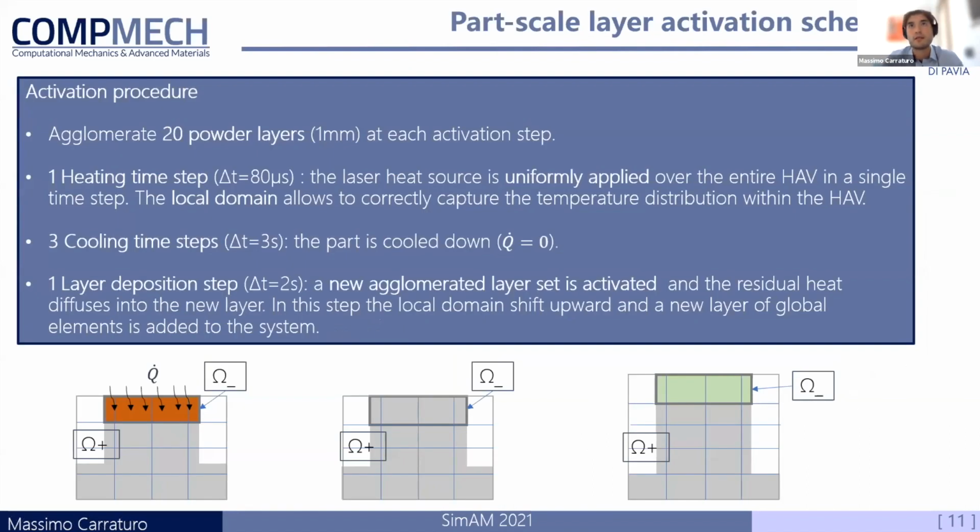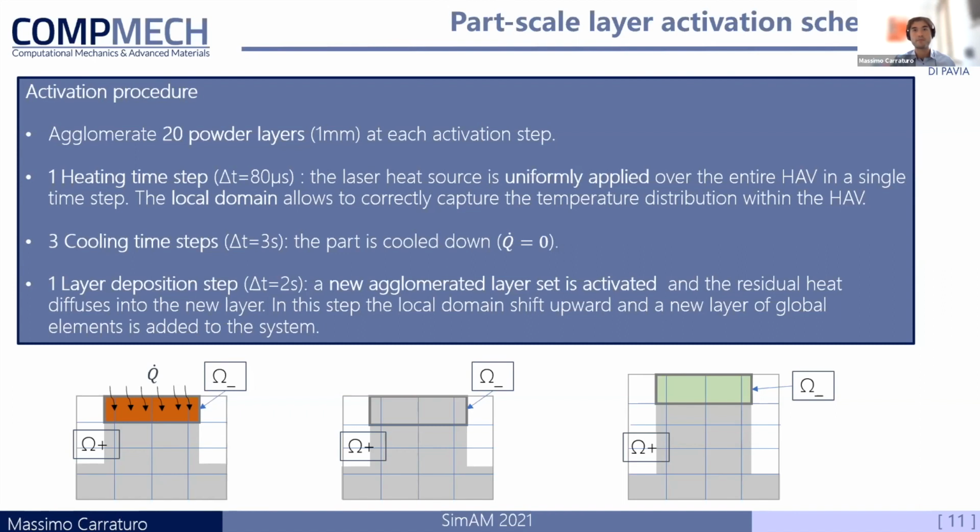We have modeled the part-scale activation scheme using a rather simple activation procedure. We agglomerate 20 powder layers at each activation step for a total size of 1 millimeter. And we perform first a heating time step with a time step size of 80 microseconds, where a uniform heat source is applied on the newly activated layer of powder. Then we perform 3 cooling time steps with a time step size of 3 seconds, where the part is cooled down.